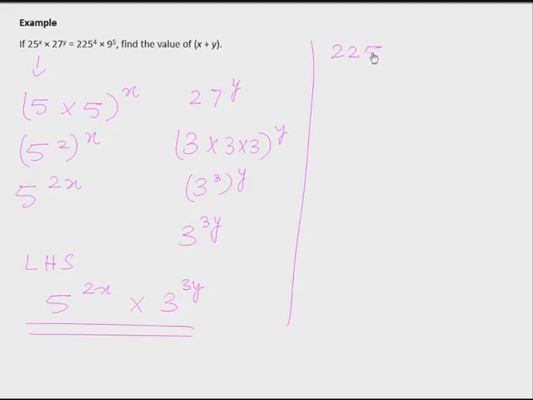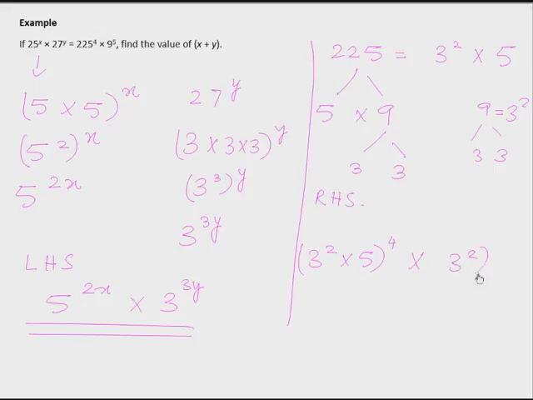So 225, I'm going to break it down as 5 times 9 and 9 is 3 times 3. So the prime factorization of 225 is 3 squared times 5. Similarly, what's the prime factorization of 9? 9 is easy, it's just 3 times 3. I don't actually need to do it. So the prime factorization of 9 is 3 squared. Let's just write it. So what does the right hand side become? The right hand side becomes 3 squared into 5, the whole raised to 4 times 3 squared raised to 5.